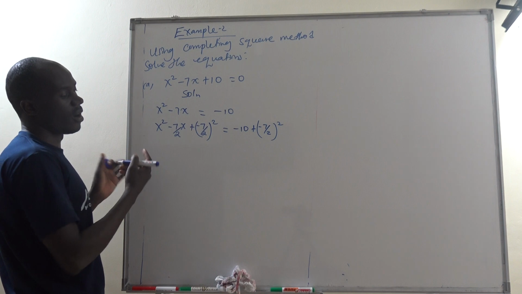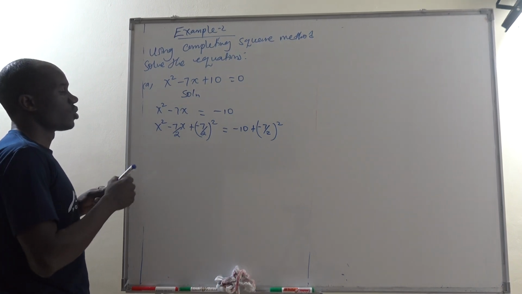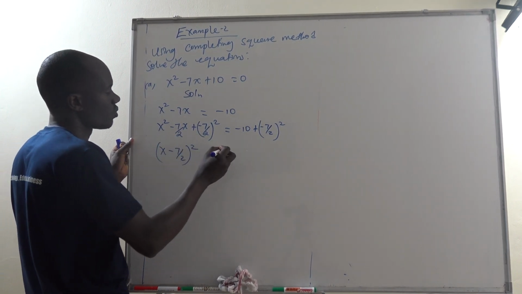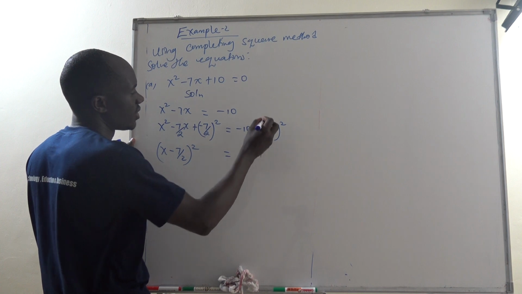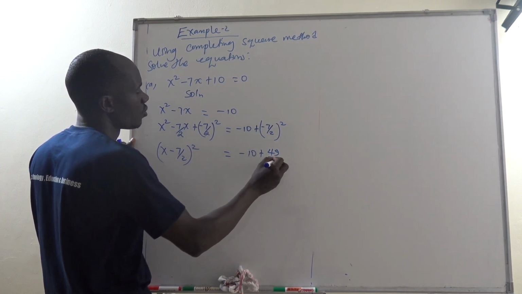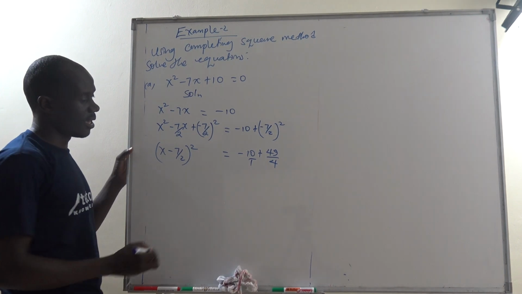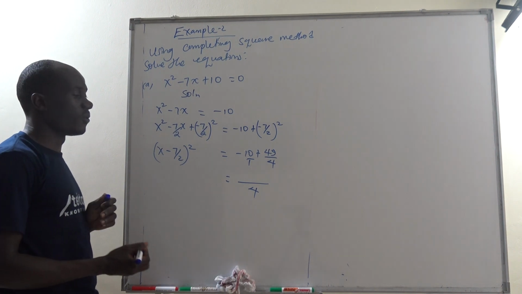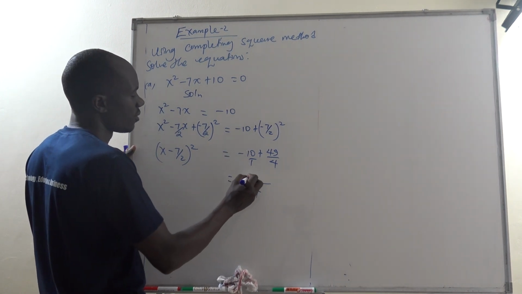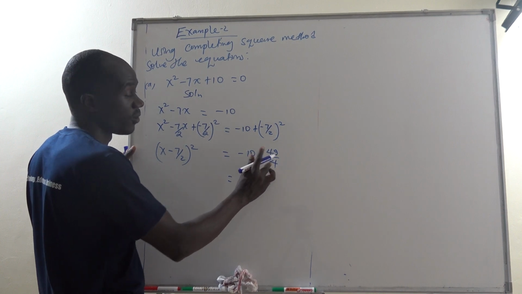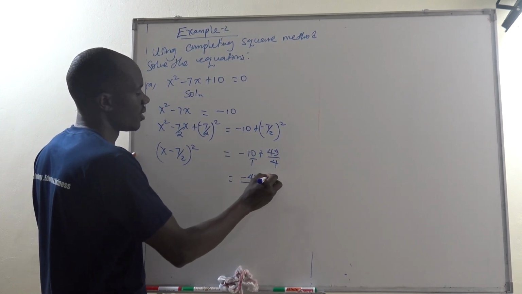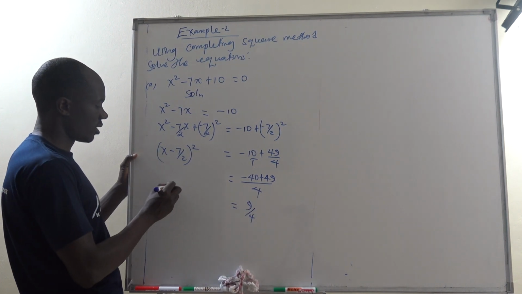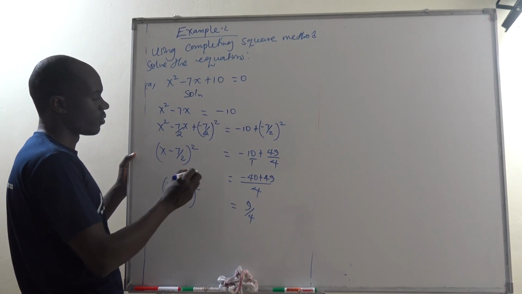So this one is already now our perfect square. So what do we write? We write (x minus 7 out of 2) squared equals negative 10 plus 49 out of 4. So we get the LCM. What is the LCM here? It is 4. 4 divided by 1, you get a 4, times the 10, you get negative 40, plus 4 divided by 4, you get 1, times that, you get 49, which becomes 9 out of 4, which is equal to (x minus 7 out of 2) squared.